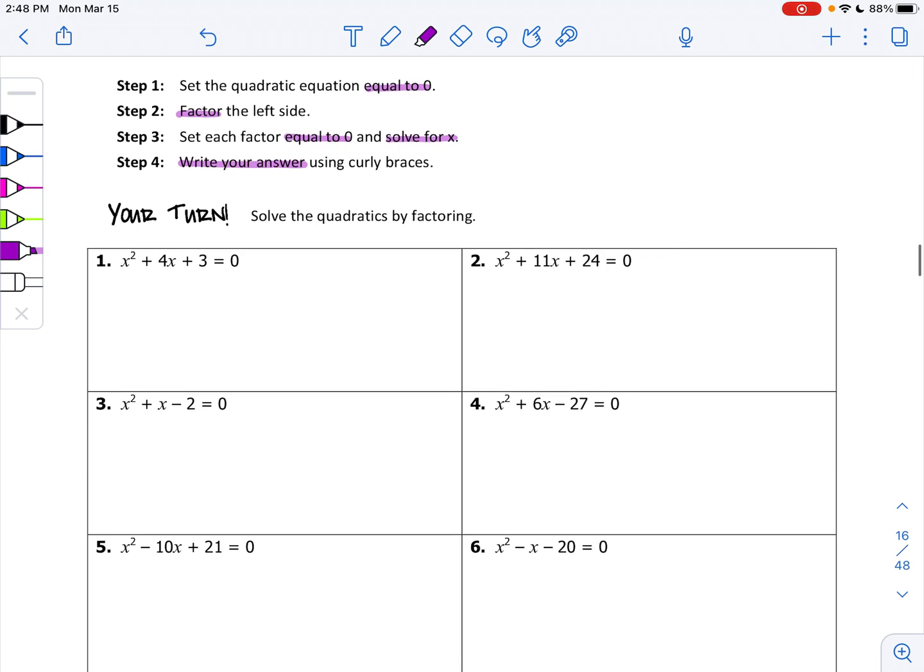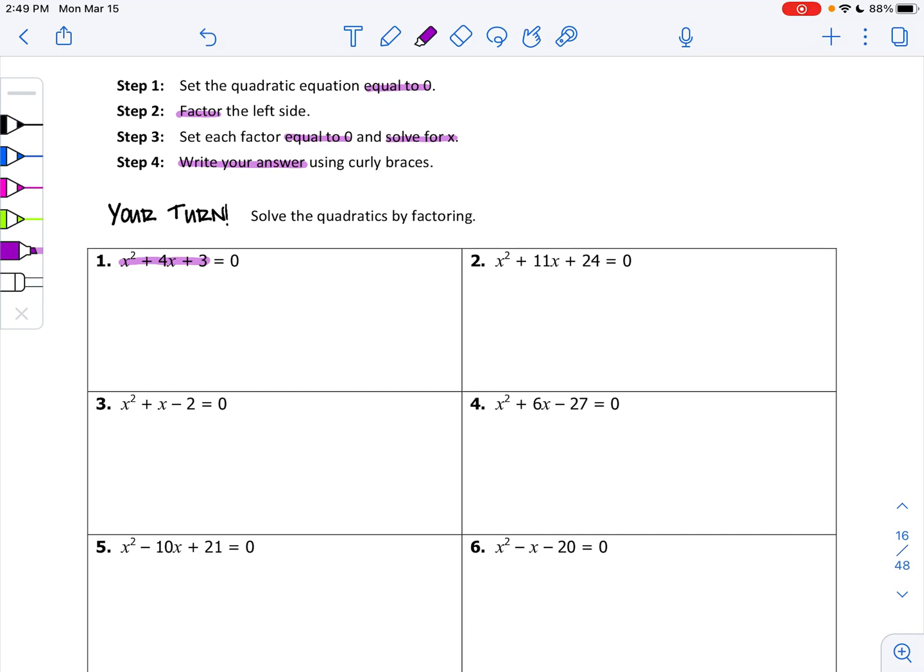Number 1, x squared plus 4x plus 3 equals 0. First, we need to make sure that it's set equal to 0 on the right, and it is. Then we take a look at the left side and we factor it. Remember, we always check for a greatest common factor first, and then we factor either the difference of two squares, a basic trinomial, or the slip and slide method.